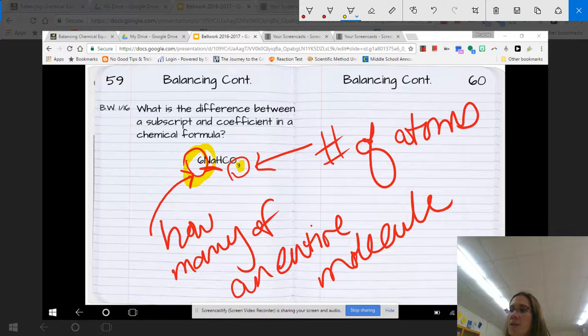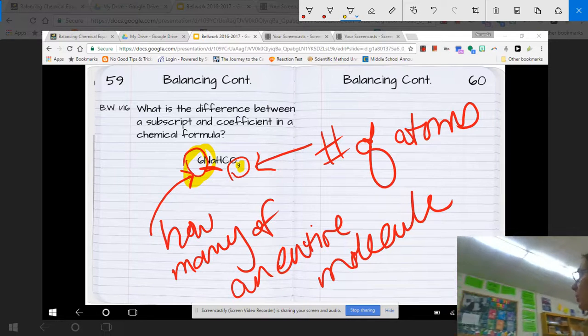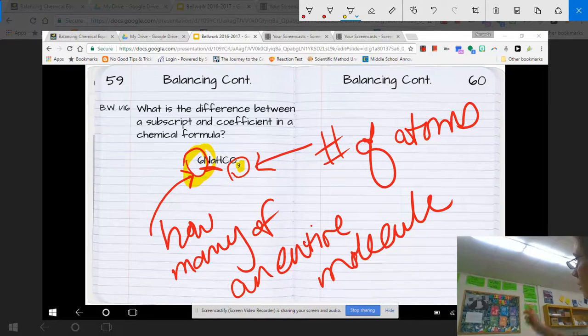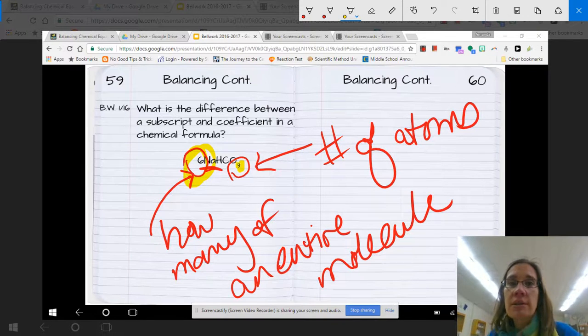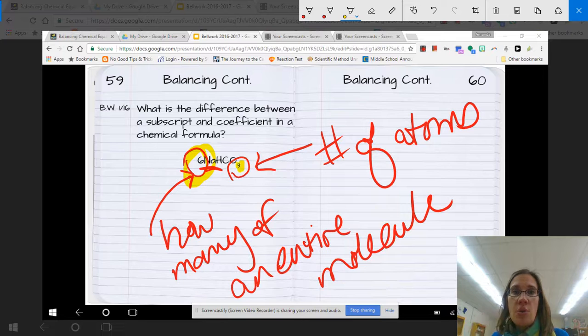Because remember, our end goal here, and I can't see if I'm pointing in the right direction, it's on the word wall up in the corner over here. The law of conservation of mass tells us that no atoms can be created or destroyed in a chemical reaction. So the reason we balance the equation is to make sure we have the same elements and the same atoms on both sides of the chemical reaction.